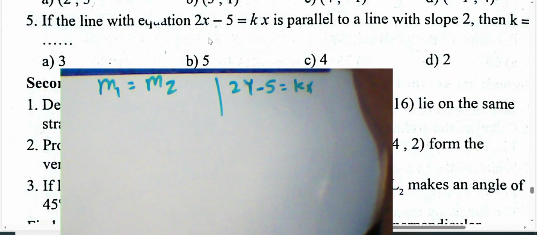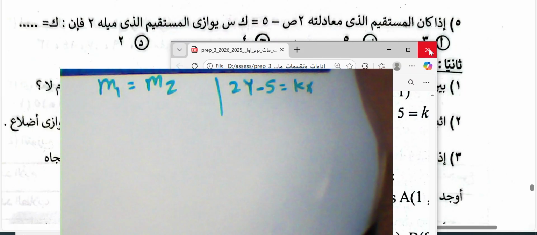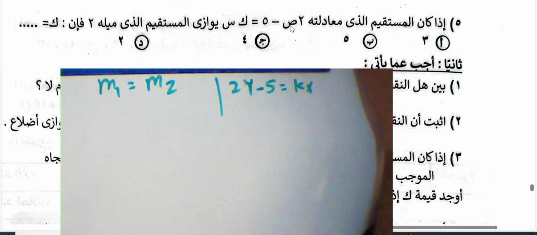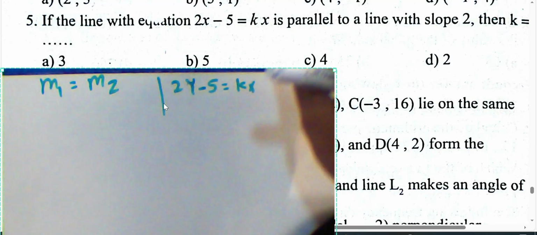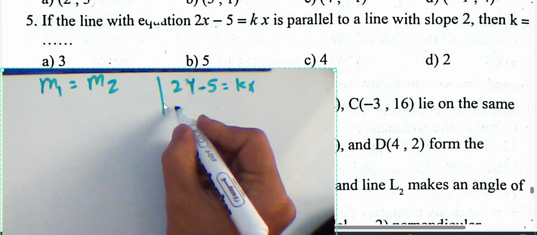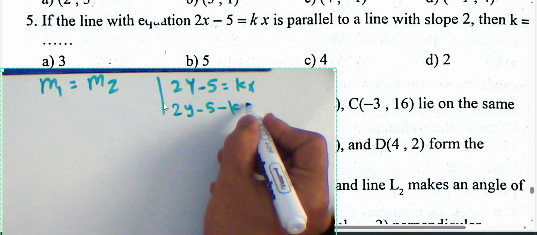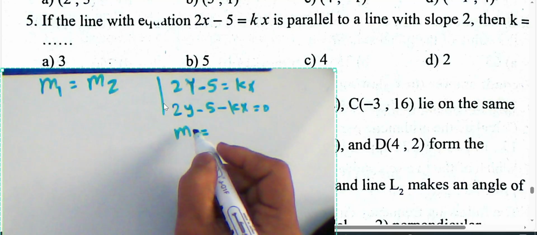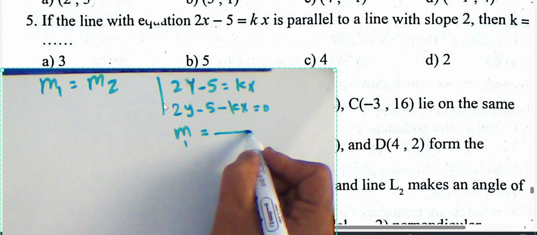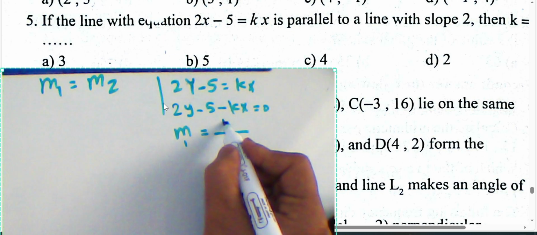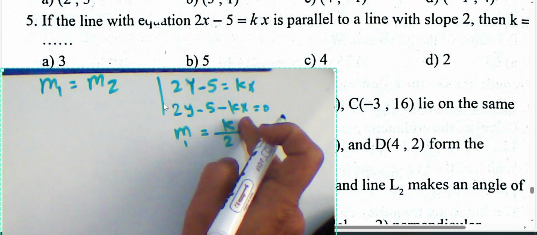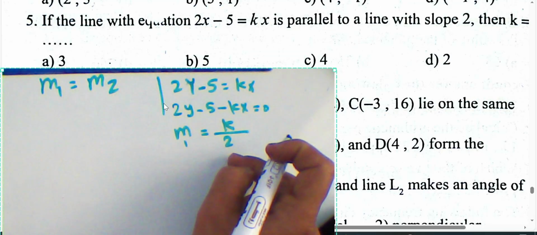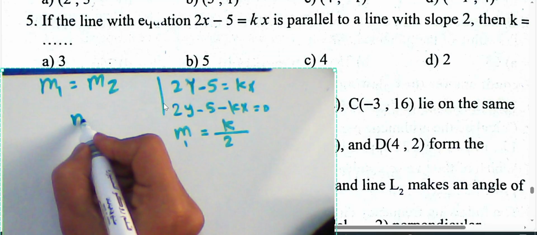Okay, going again to the question, the equation is 2y minus 5 equals kx. Then we can write 2y minus 5 minus kx equals 0. Then the slope of this equation will be equal to what? We write slope 1 equals negative coefficient of x over coefficient of y. Negative coefficient of x, negative of negative k, it will be k over the coefficient of y. Slope 1 and slope 2.